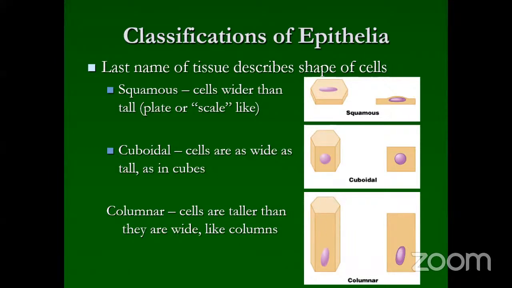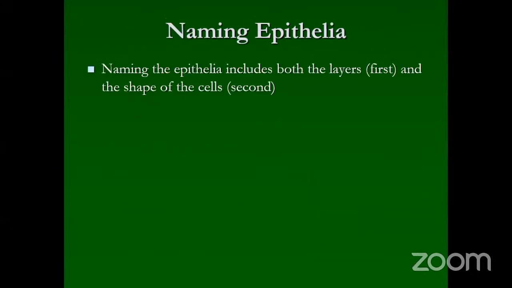Okay, here you can see the images. When you are giving the name, usually you'll have a first name and a second name. The first name tells you the number of layers and the second name tells you the shape of the cells. Like stratified cuboidal epithelium: stratified means multiple layers, cuboidal is a cube-like structure, which is epithelium.